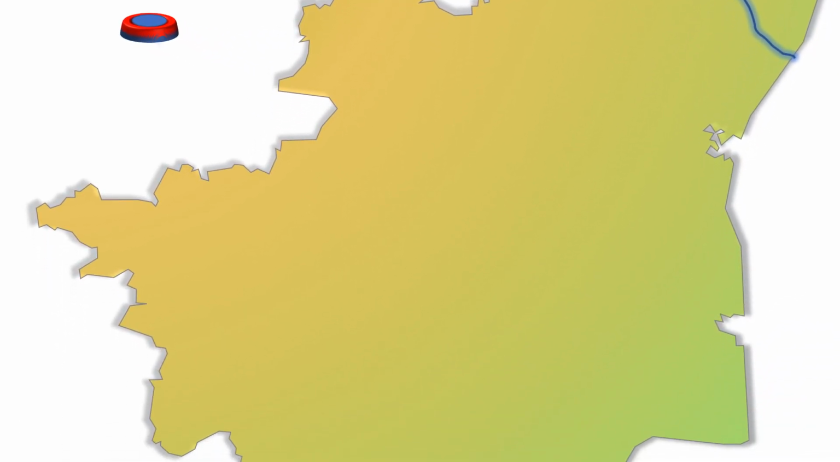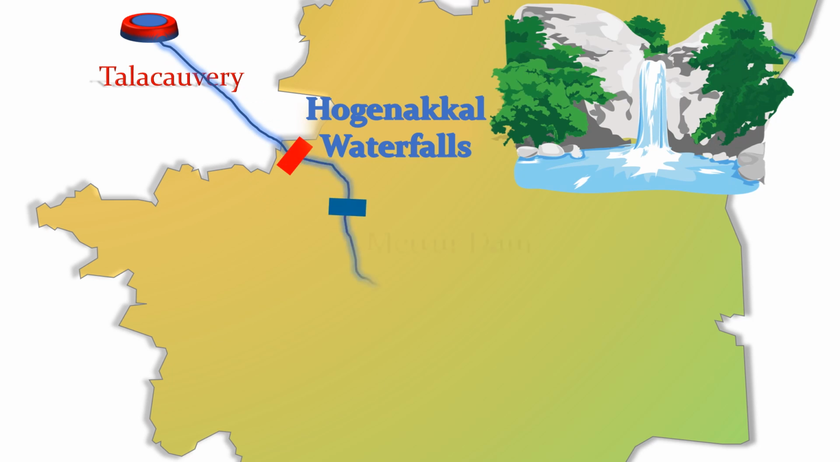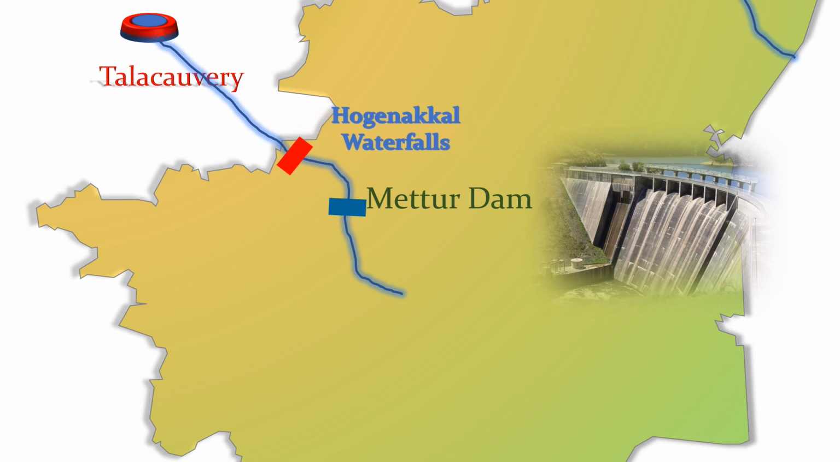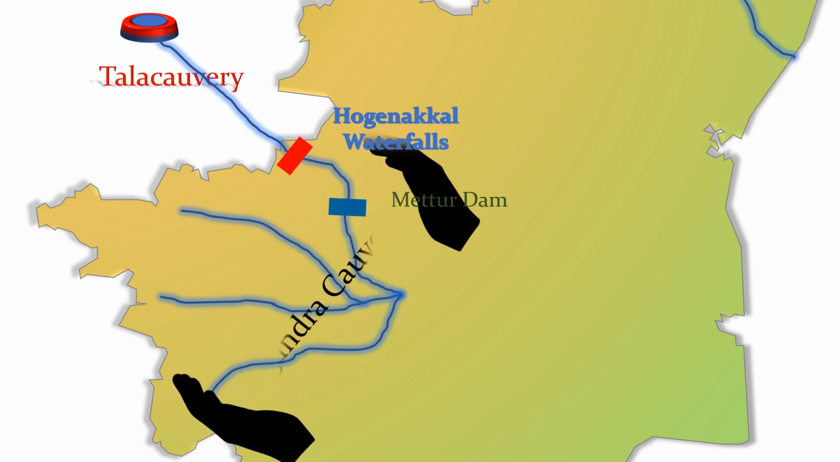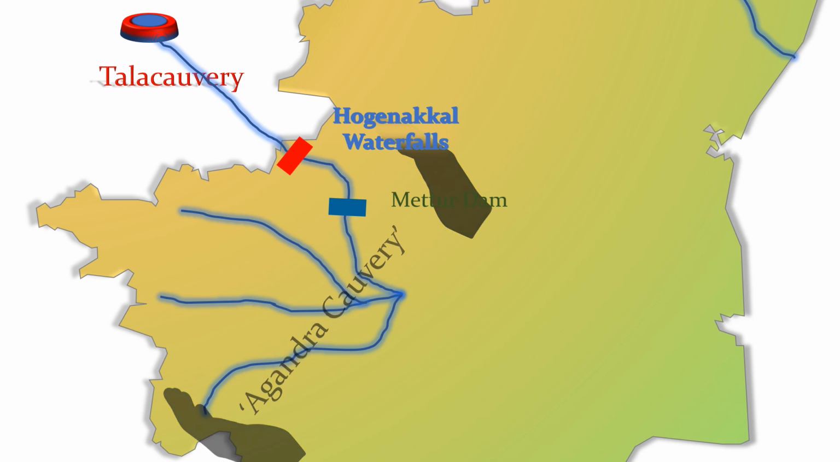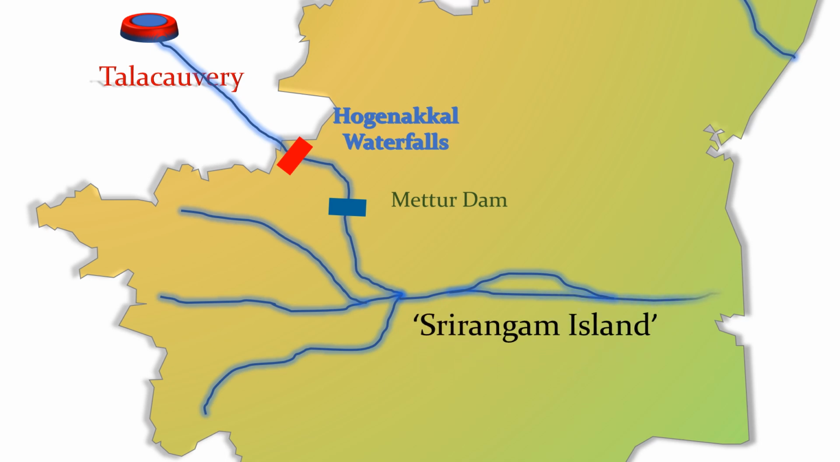The Kaveri. It originates at Talakaveri, enters Tamil Nadu at Hogenakkal as a falls. The Mettur Dam, built across the Kaveri, irrigates the surrounding areas. Tributaries such as the Noyyal and Amaravati meet the Kaveri and make it very broad. And so here it is called the Agandra Kaveri. Agandra means wide. Later it flows into Tiruchirappalli, where it branches into two, forming the Srirangam island.